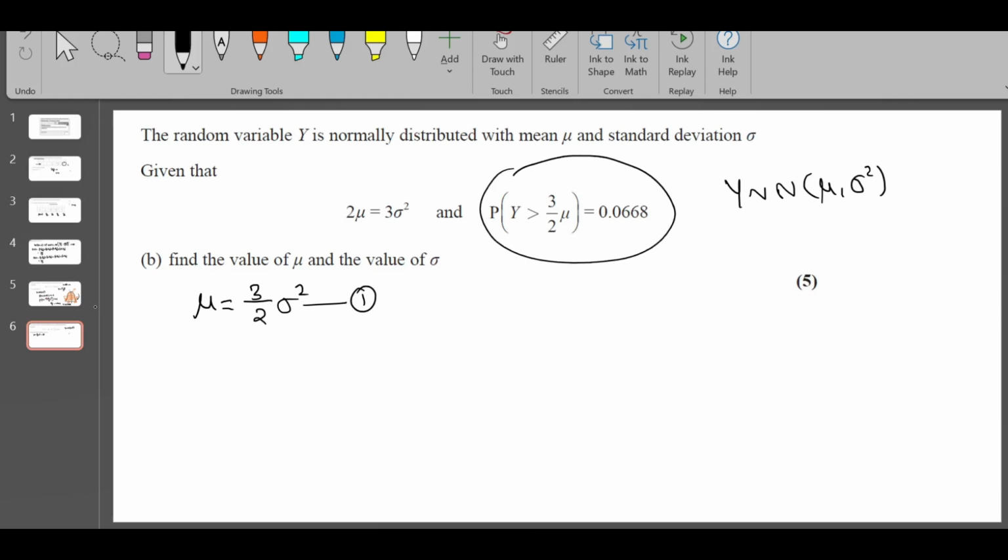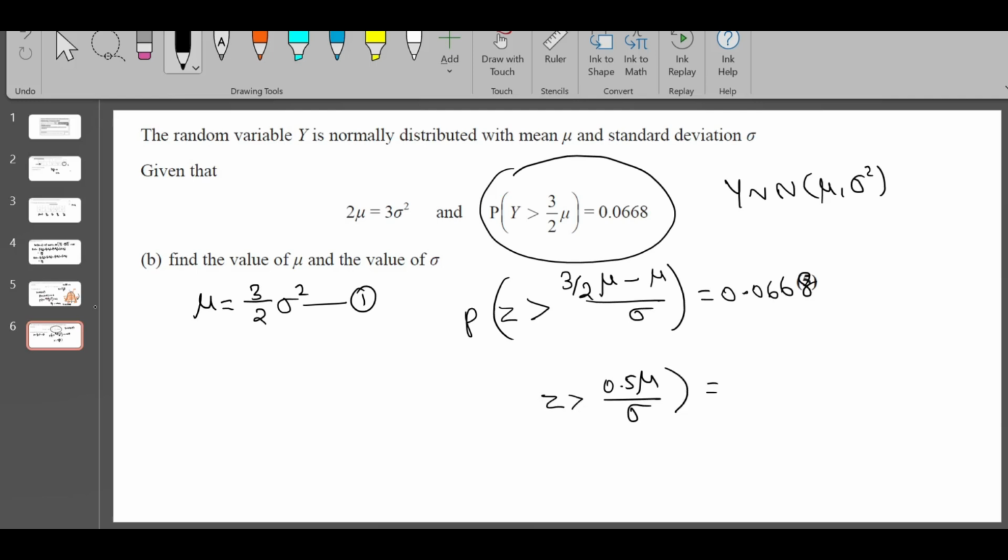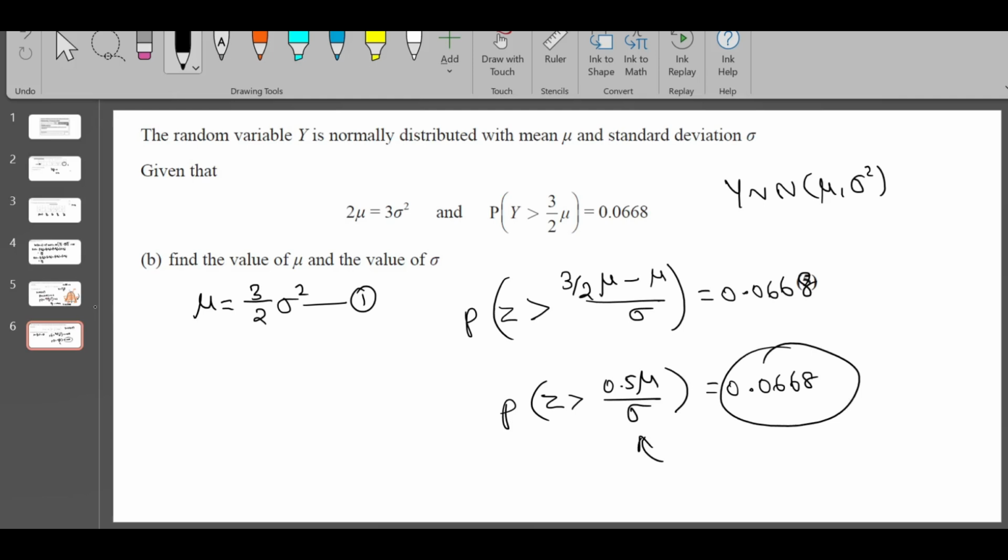Now use this and standardize this. You can write that z is greater than x minus mu over sigma is 0.0668. This is going to be 3 over 2 minus 1 is 1 over 2, which is 0.5 mu over sigma. Z is greater than 0.0668. Definitely this is a positive number because the value of the area on the right hand side of the number is smaller than 0.5.